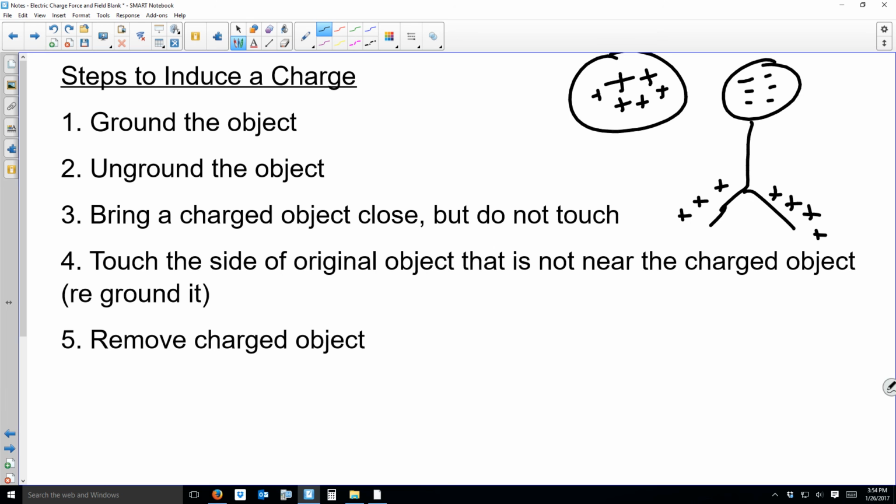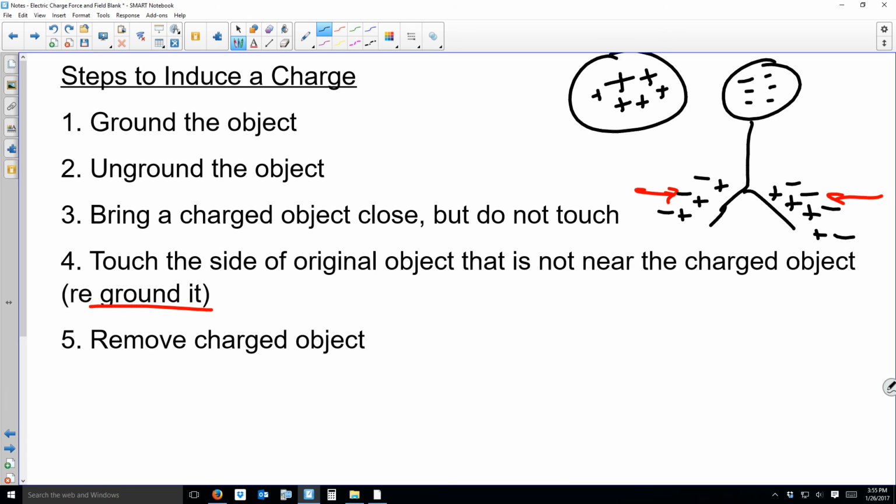So for number 4, I need to touch the side of the original object that is not near the charged object. So I'm going to touch this side down here. The bulb up top is where my charged object is, so I'm going to touch the leaves. And when I do that, I'm actually grounding those leaves. I'm grounding that side of the object. Well, I've got a lot of positive charge down there. And if I ground it, electrons from the ground are going to rush in to balance out that positive charge. The electrons are already sort of locked up top, so extra electrons will actually pour on to neutralize this. And I get more electrons than I started with. I actually end up now with more electrons than I had to begin with.